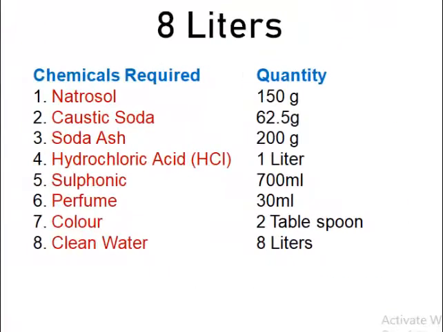To make toilet wash, we need 8 chemicals. To make 8 liters of toilet wash, we need nitrous salt, caustic soda, soda ash, hydrochloric acid, sulfonic acid, perfume, color, and clean water. So we need 150 grams of nitrous salt, 62.5 grams of caustic soda, 200 grams of soda ash, 1 liter of hydrochloric acid, 700 milliliters of sulfonic acid, 30 milliliters of perfume, 2 tablespoons of color, and 8 liters of water.